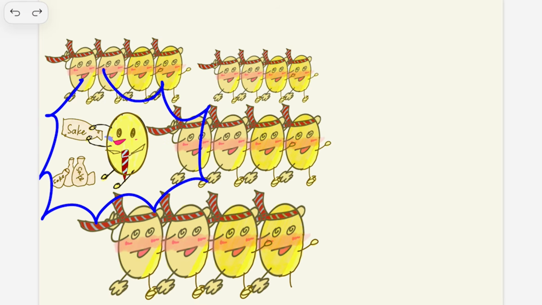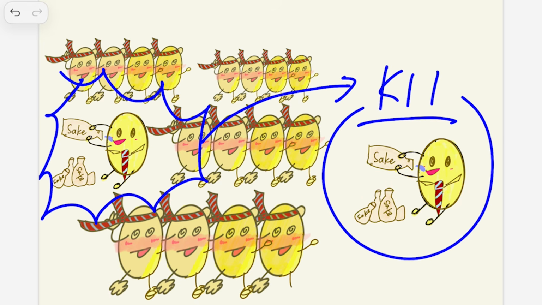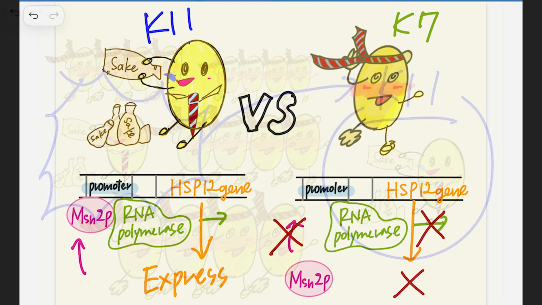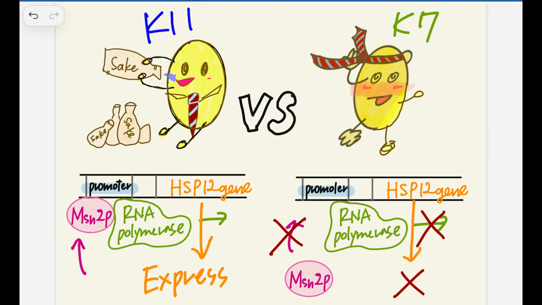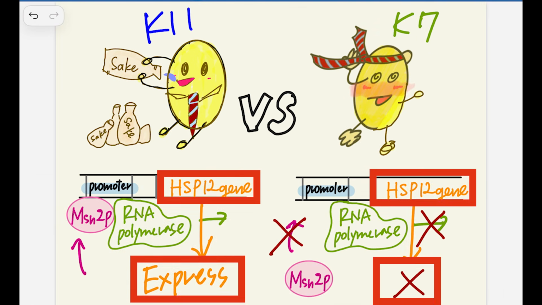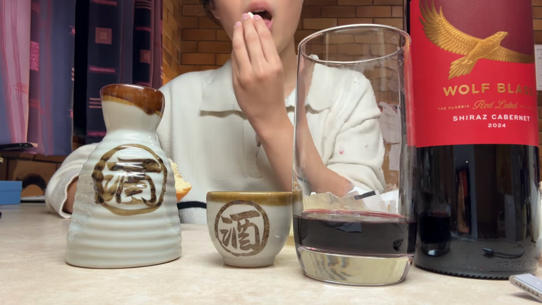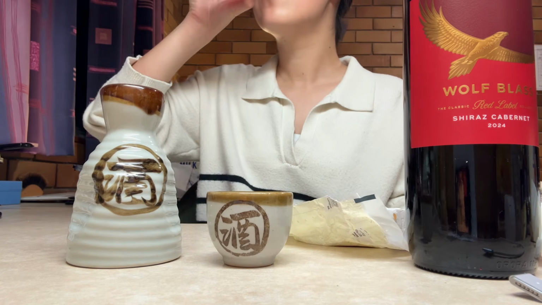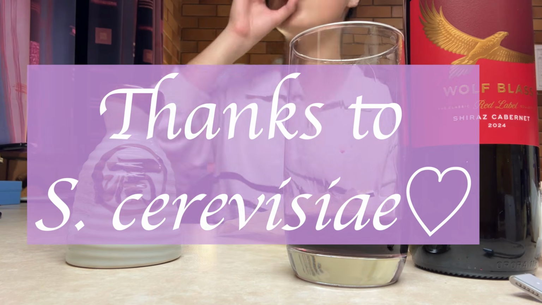Later, in 1976, Kyokai No. 11 was isolated from K7. It showed enhanced alcohol tolerance due to the activation of stress response genes such as HSP12. In this way, the tasty foods and drinks we enjoy come from the amazing adaptation of S. cerevisiae.